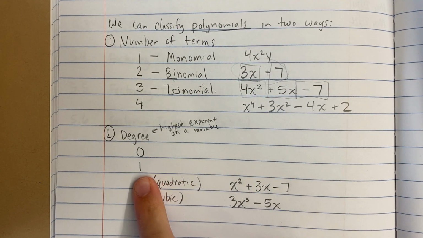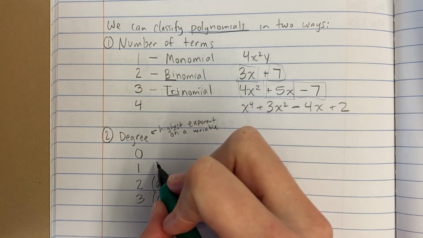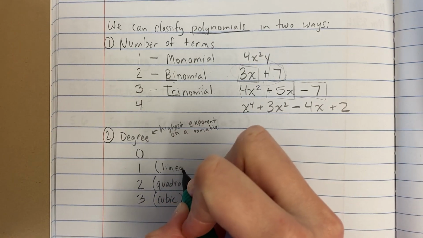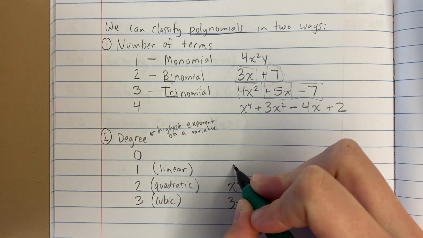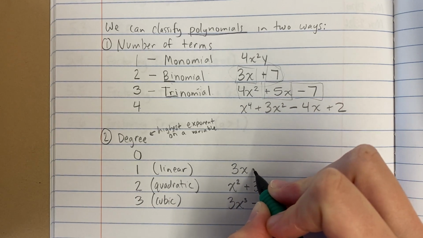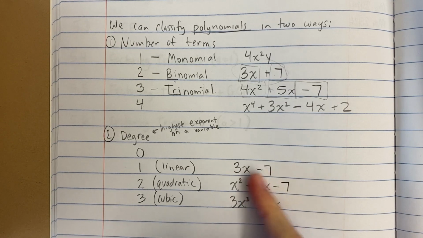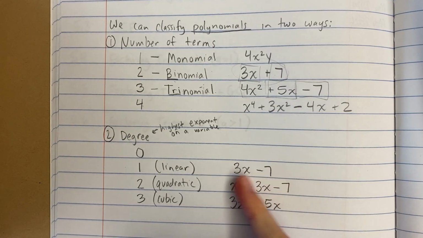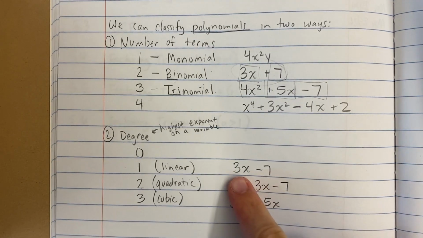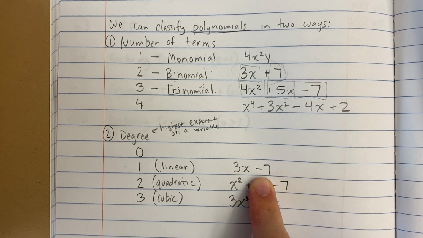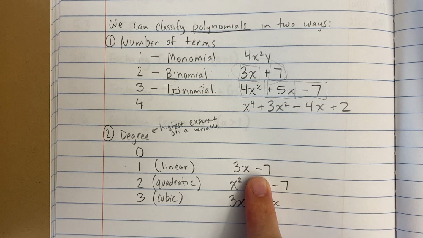Okay? And then if the degree is 1, that's called linear. And the reason is, if the degree is 1, it's something like this, where the highest exponent is exponent of 1 right here, right? And if we remember, y equals 3x minus 7 is the kind of lines we graphed, and they were straight lines. We did this first semester. So this is called linear.